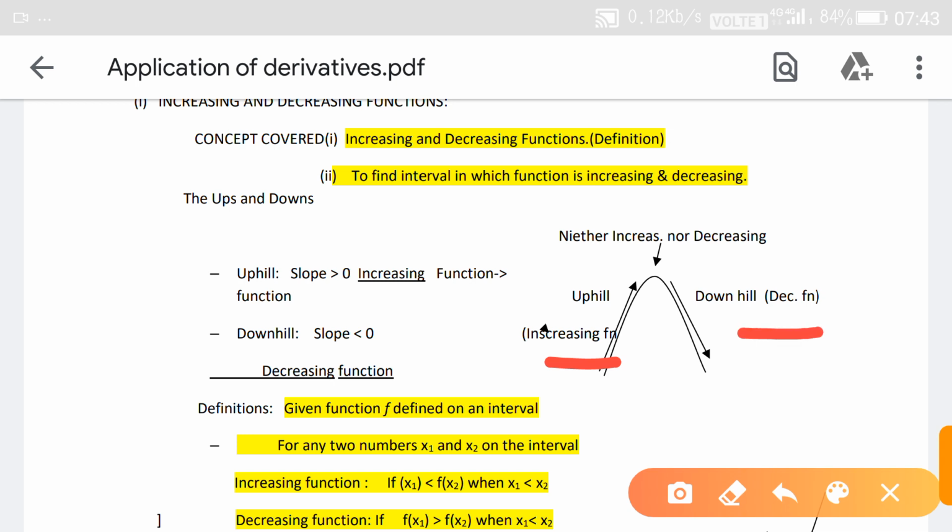Here the slope of the increasing uphill will be positive, and downhill it will be negative, because this will make tan theta less than 90, and this portion will make tan theta more than 90. So in uphill the slope is always positive, and in downhill the slope is always negative.